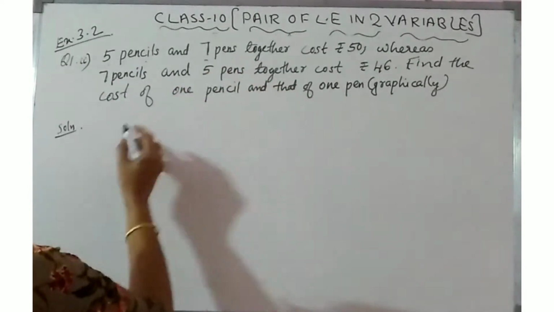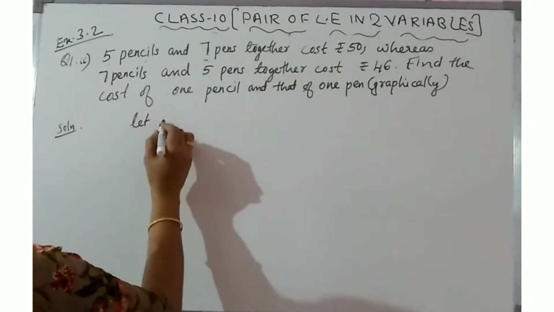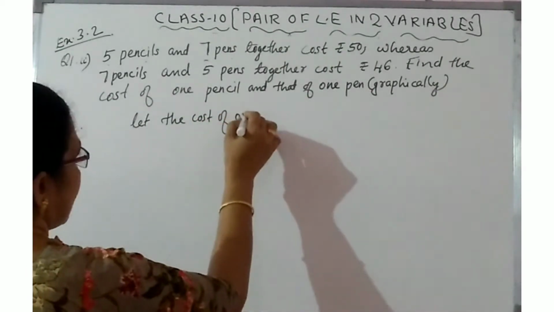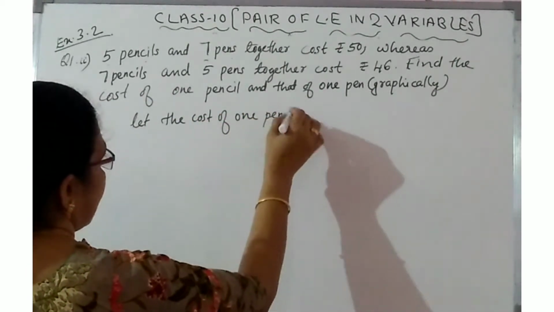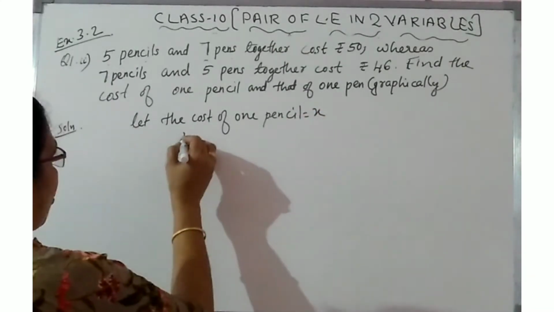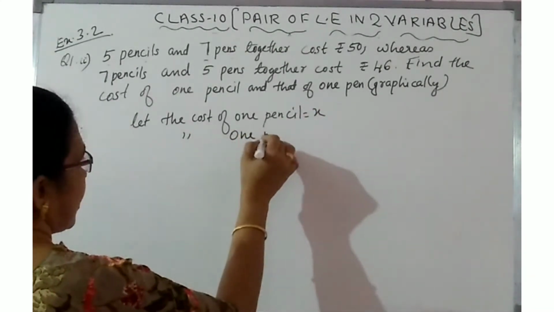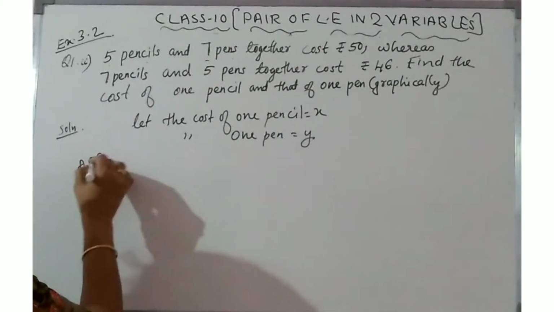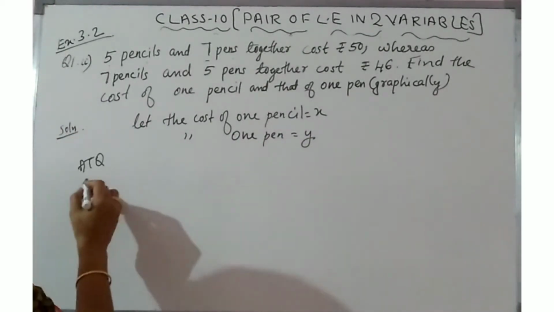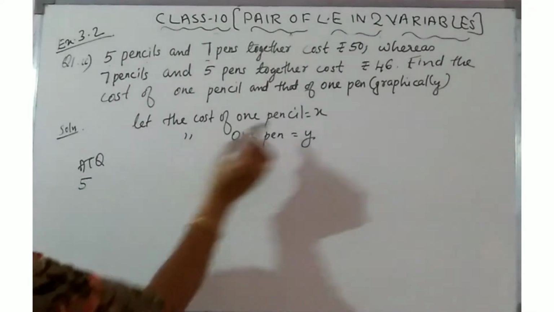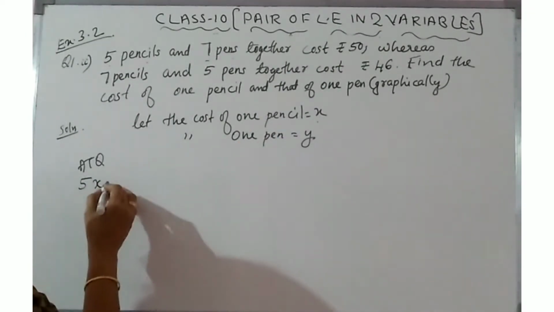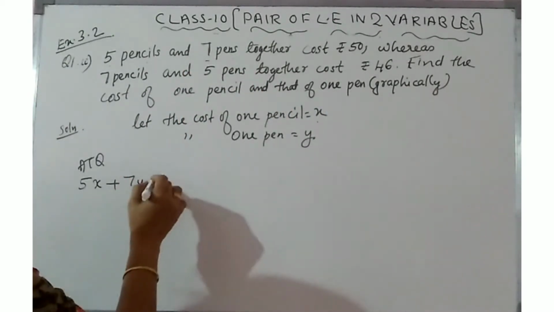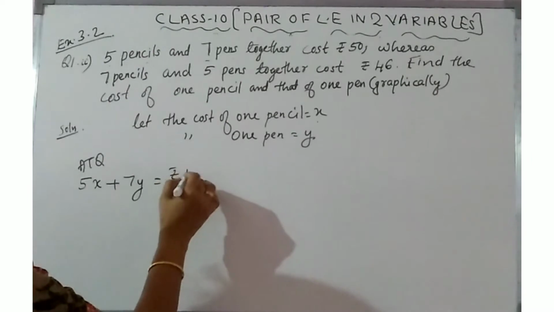5 pencils and 7 pens. So let the cost of 1 pencil be x and the cost of 1 pen y. Now according to the question, how many pencils are there? 5 pencils. So 5 pencils cost, 1 pencil is x, 5x. 7 pens, cost of 1 pen is y, 7y. That's equal to rupees 50. Equation 1.